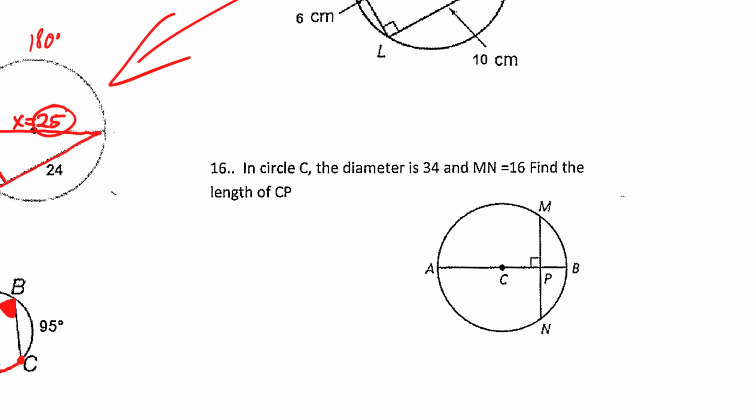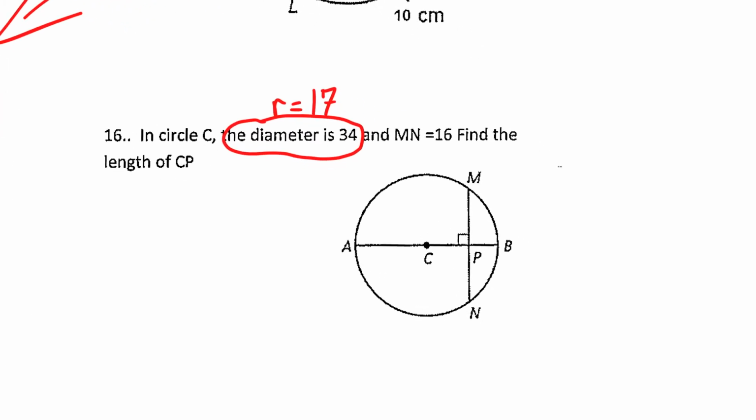Number 16 says in circle C, the diameter is 34. Let's talk about that real quick. If the diameter is 34, how long is the radius? It's 17, and we'll use that in just a second. But let's finish the rest of this.